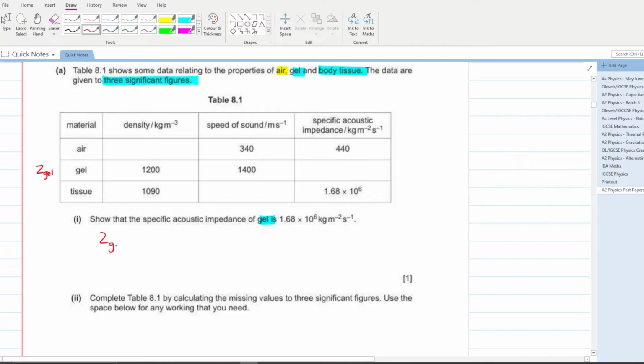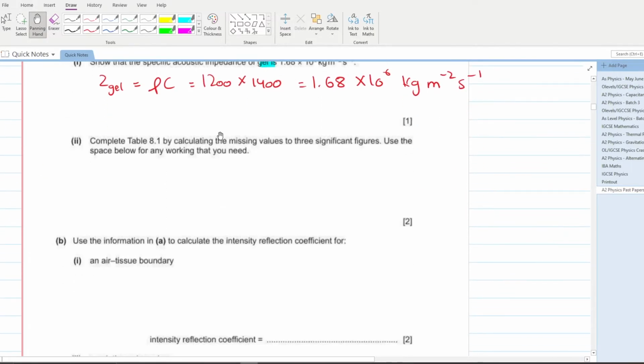So how do we calculate specific acoustic impedance? Very easy. Density into the speed. What is your density? 1200. What is your speed? 1400. Multiply both of them, 1200 into 1400. This comes out to be 1.68 into 10 raised to the power of 6. We have proven that. And obviously you can write the units as well, kg m^-2 s^-1. Okay. Let's further move ahead.